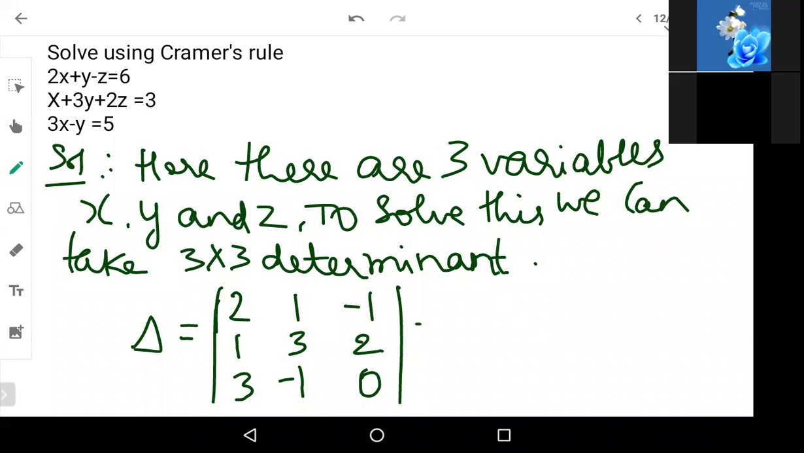Now you have to solve this determinant. Now you all know how to solve the determinant, right? Where we will take the first row, 2 into the minor of 2, 1 into the minor of 1 and minus 1 into the minor of minus 1. You know how to solve that, right? The delta part? Yes or no? Okay. Solve it. Solve the delta.